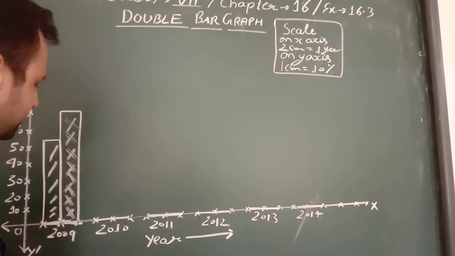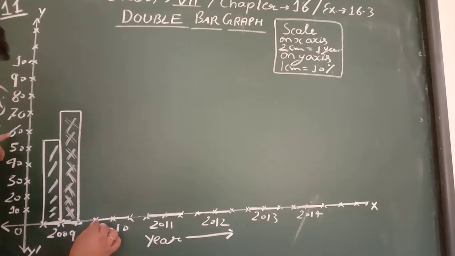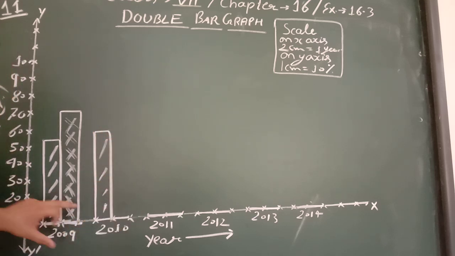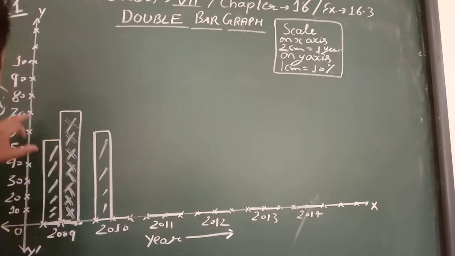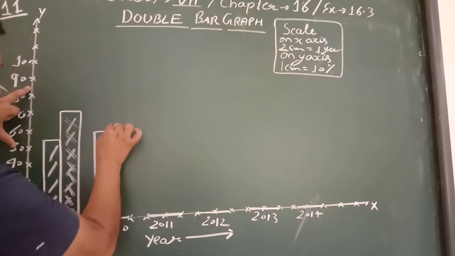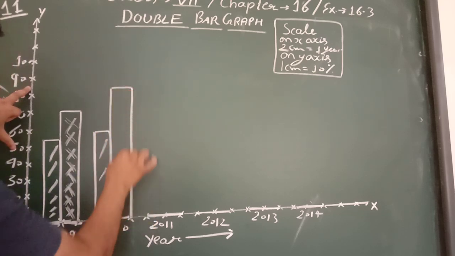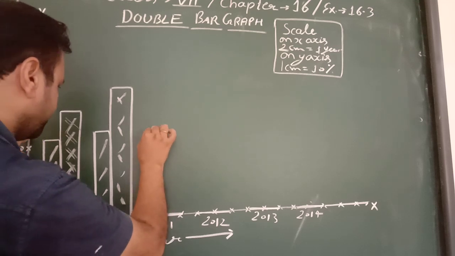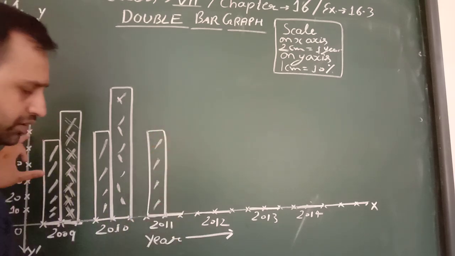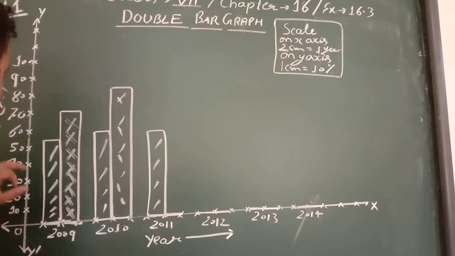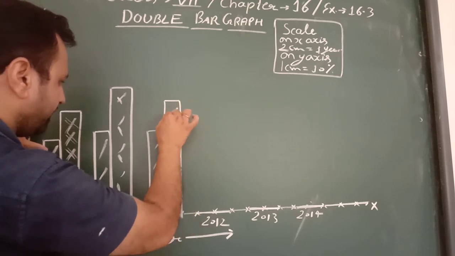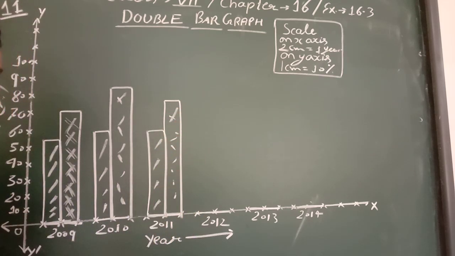For 2010, the pre-board examination result is 60% and the annual examination is 85%. For 2011, again 60% for pre-board and the annual examination 80%. The next bars are just adjacent to the previous ones.